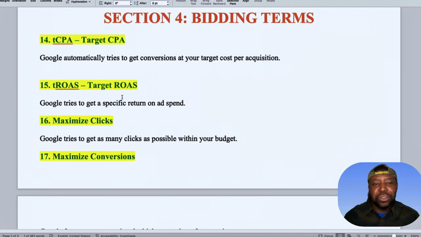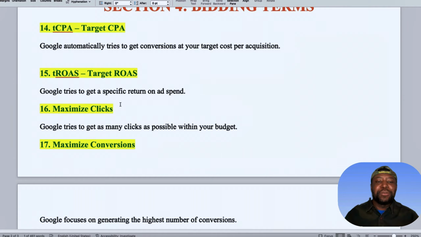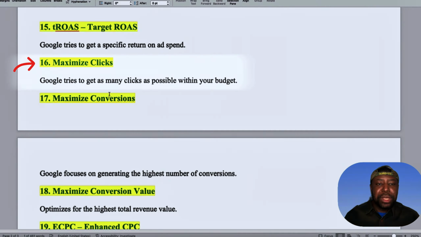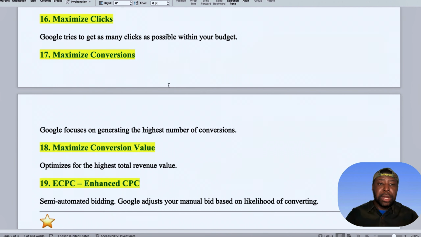Your target return on ad spend. Google tries to get a specific return on ad spend when you say that. So maximize clicks: Google tries to get as many clicks as possible within your budget. So when you set a budget, Google tries to make sure they give you maximum clicks based on that particular budget, and this will depend on the ad campaign type or ad campaign goal or objective that you are using to run that particular ad.